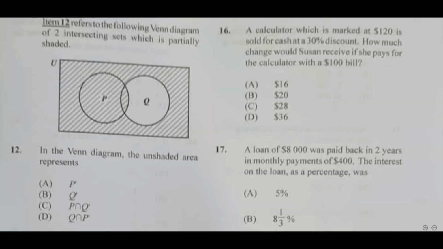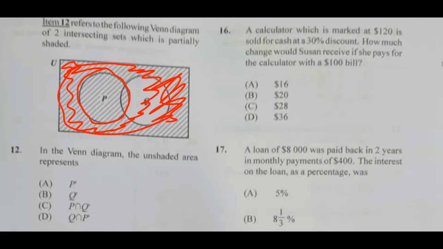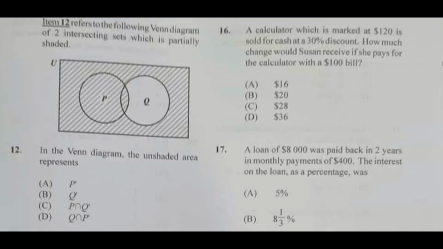Item 12 refers to the following Venn diagram of two intersecting sets, which is partially shaded. In the Venn diagram, the unshaded area represents, so we can test our answer. P complement is everything that is outside of the set P, so not in the set P. That's everything that I'm now going to shade in red. So everything outside of P. So P complement doesn't match.